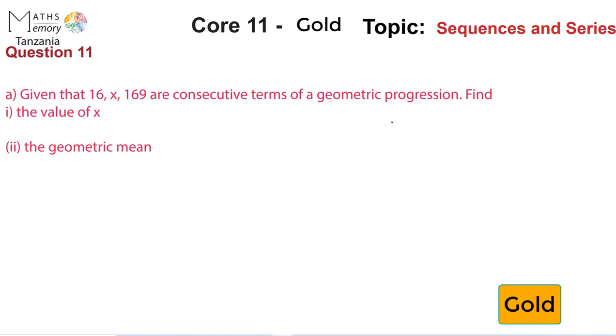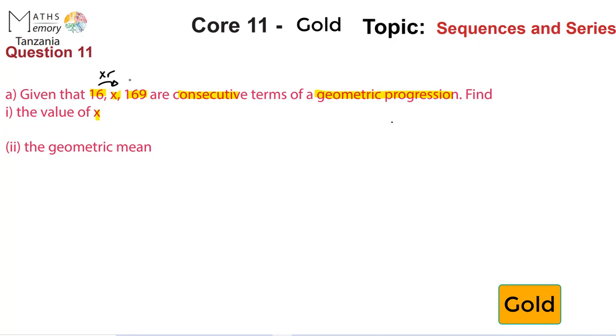Question 11, core 11, silver. Press pause. Let's write this question down to find the value of x in this geometric progression and the geometric mean. Press play when you are ready. So given that this progression has 16, x and 169 as consecutive terms in the geometric progression, find the value of x.